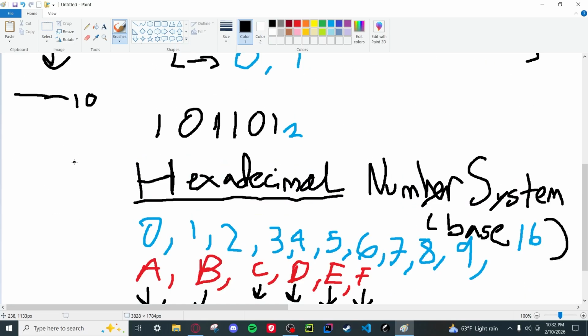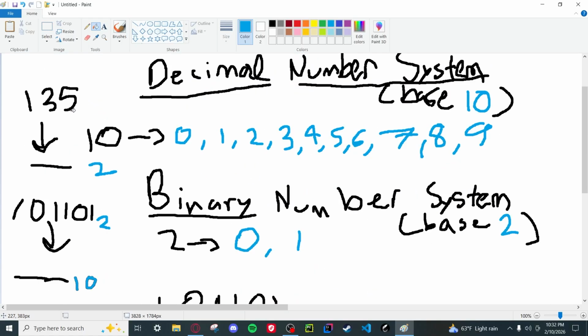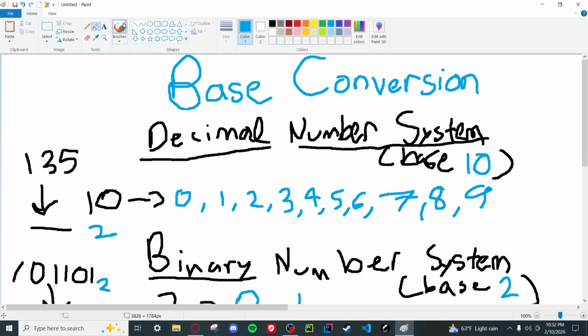Or if I want to take a number in base 2, convert it to a number in base 8 and vice versa, how do you do that? This is an incredibly important thing to learn because this is literally the first question, you will definitely have base conversion for you to do.